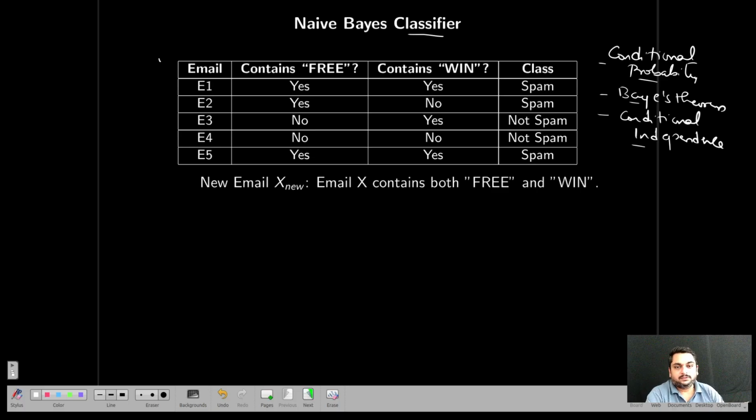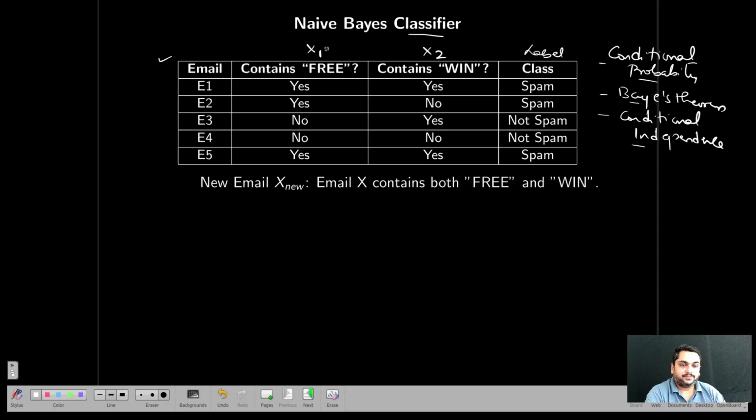Now for this, we are given the data. Let us assume this data. 5 emails data is given. What does it contain? It contains two variables or two features, x1, x2, and then it gives the label, that is which class, spam or not spam. There are only two classes we assume in this example, and two features, x1, x2.